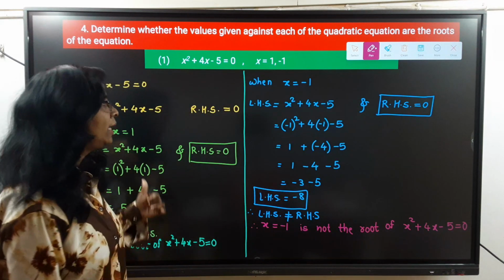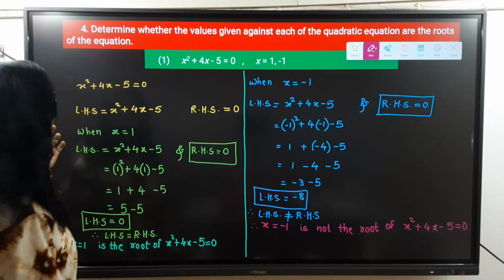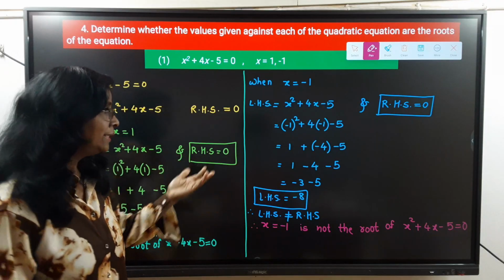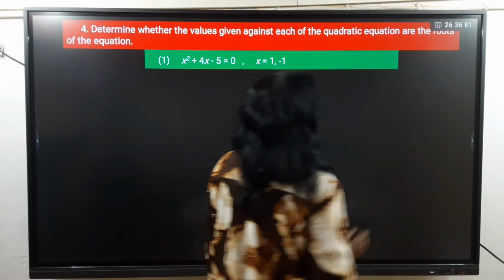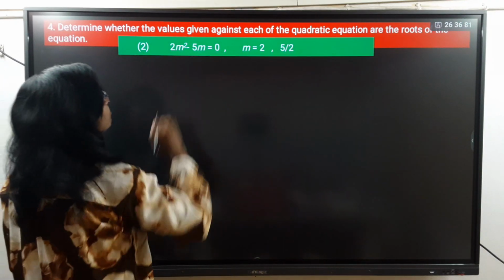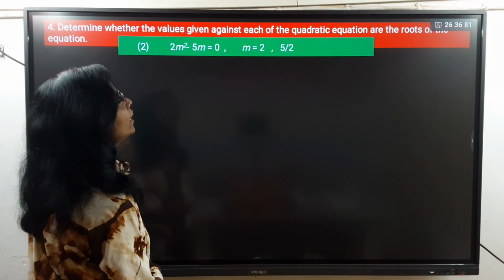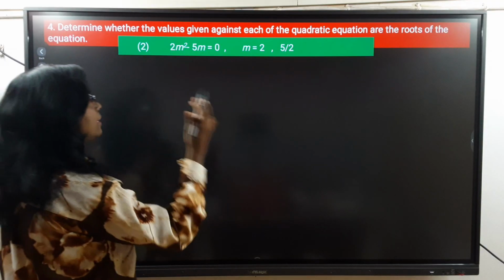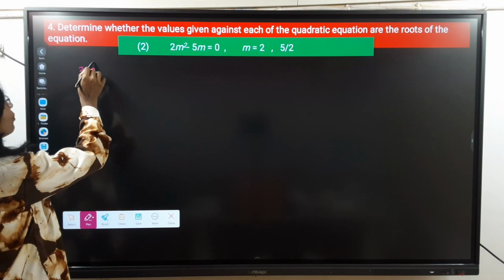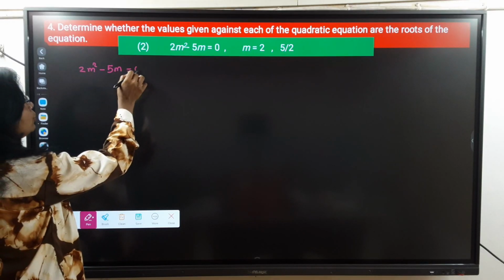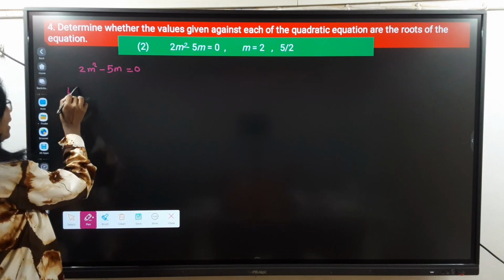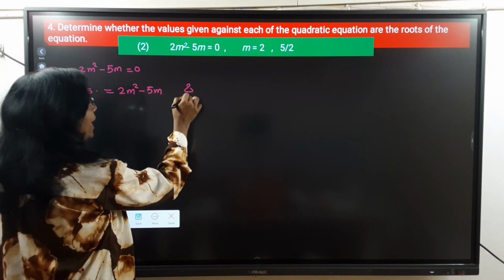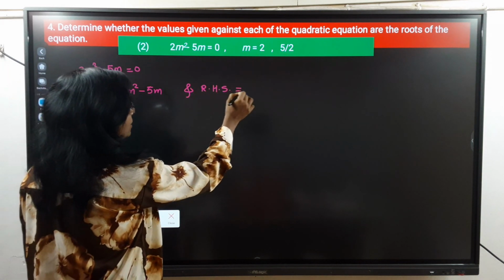Okay, students? In such a way you can find out whether the given values are the roots of the given equation or not. Then the next example. The second one, 2m square minus 5m is equal to 0, and the given values are m is equal to 2 and 5 upon 2. So first recognize the LHS and RHS. In this equation, the LHS is equal to 2m square minus 5m and the RHS is equal to 0.